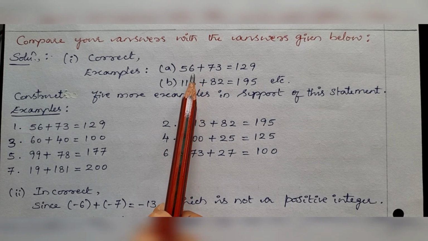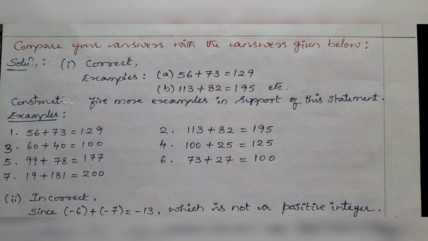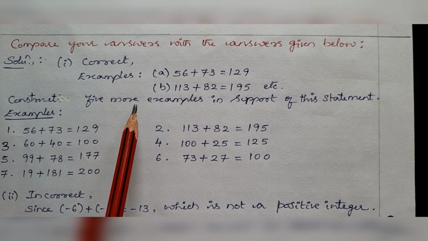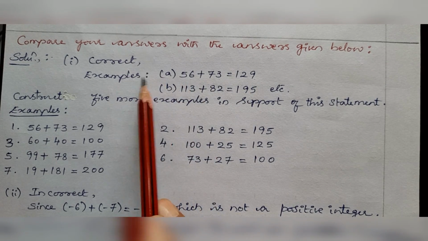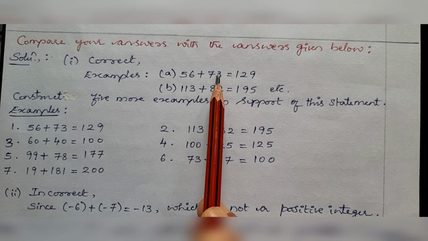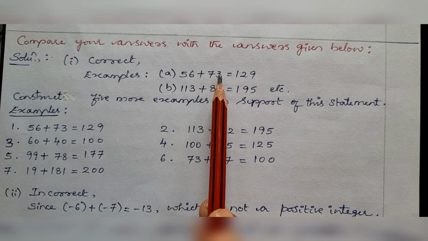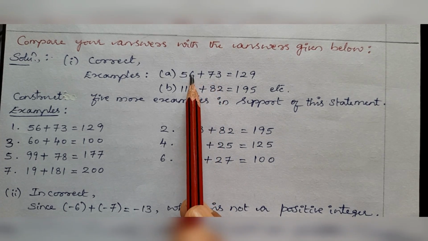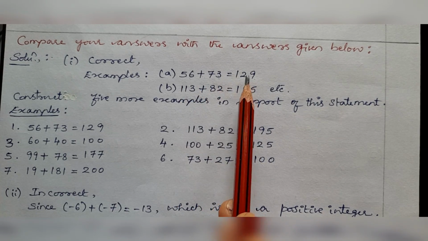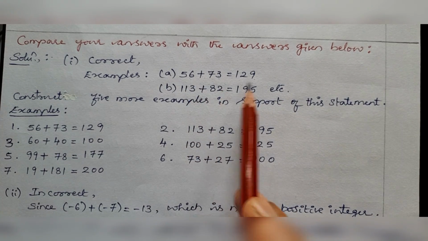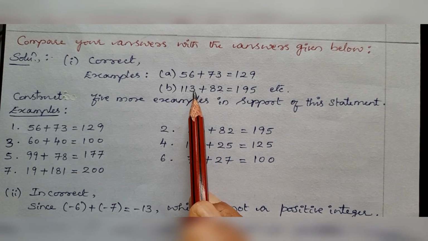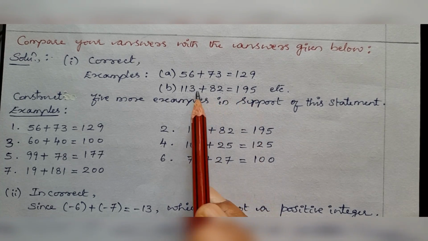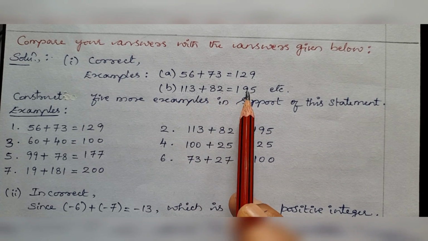Examples. First statement: when two positive integers are added we get a positive integer. Andre eradu positive integers na add madidre positive integer e barutte. So examples: 56 plus 73, both are positive integers, so add. 6 plus 3 is 9, 5 plus 7 is 12, so 56 plus 73 is 129. Next example, 113 plus 82, both positive integers. 113 plus 82 equal to 195.